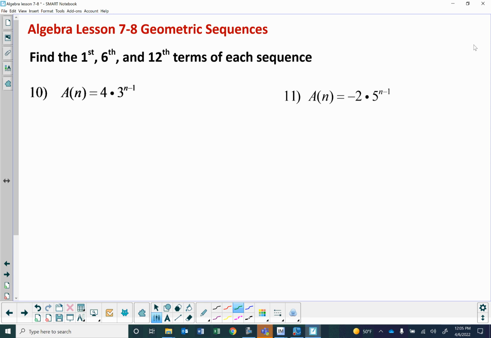Okay, and this is written in the explicit formula, which is the formula I will normally use. So if I look at this first explicit formula, a of n equals 4 times 3 to the n minus 1. The first term should be easy. I shouldn't have to do anything. This is always the first term. I can double check it.